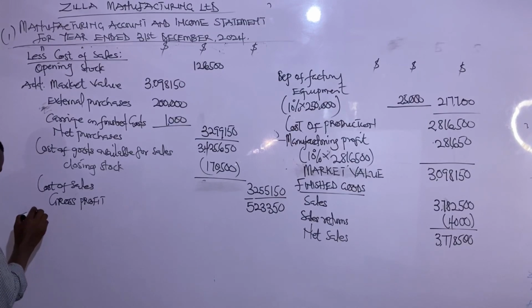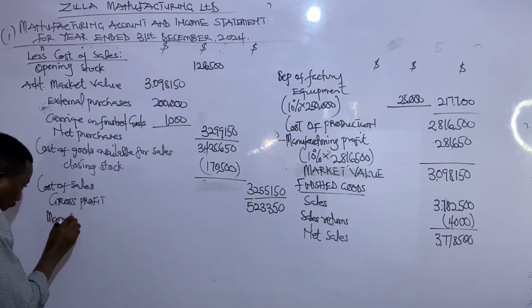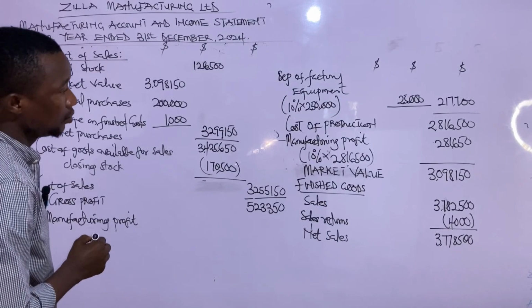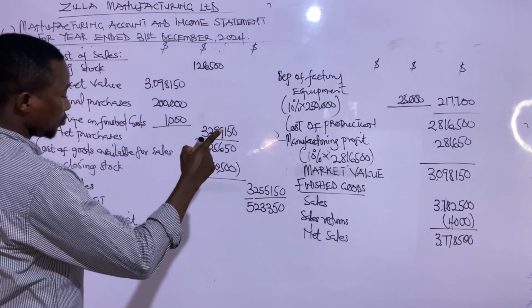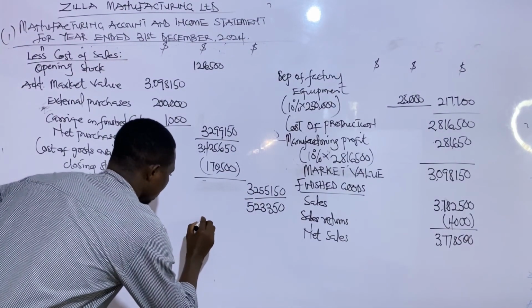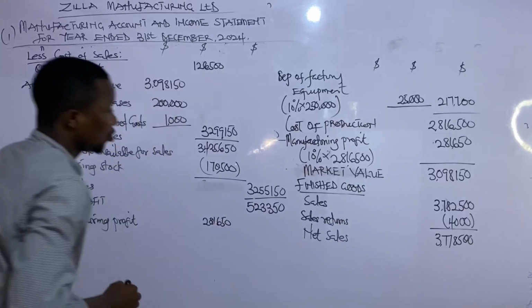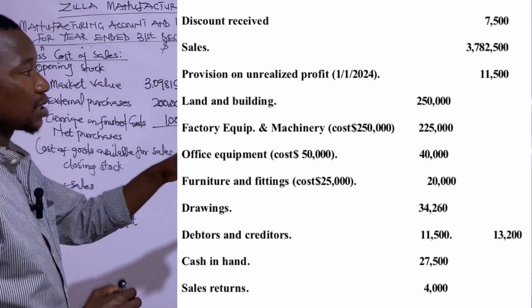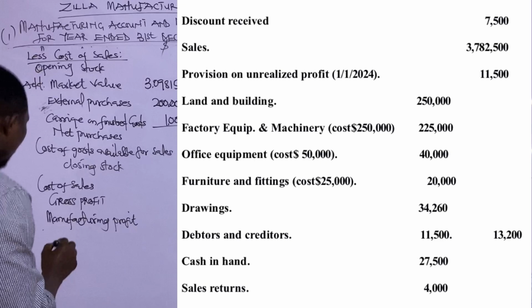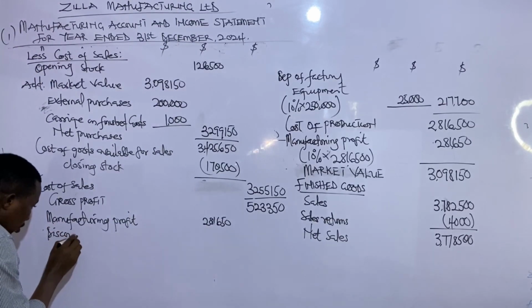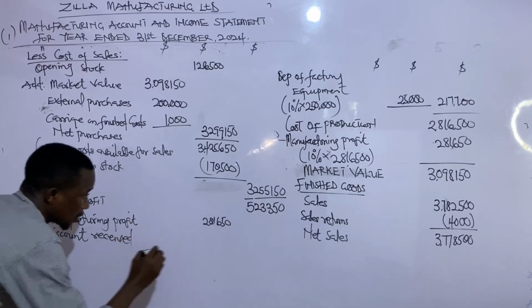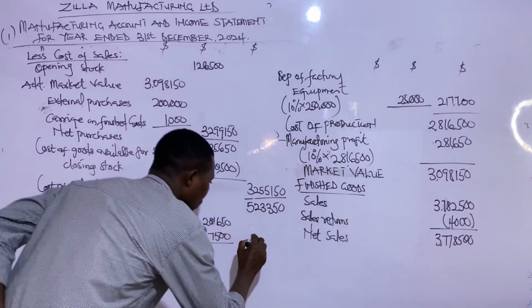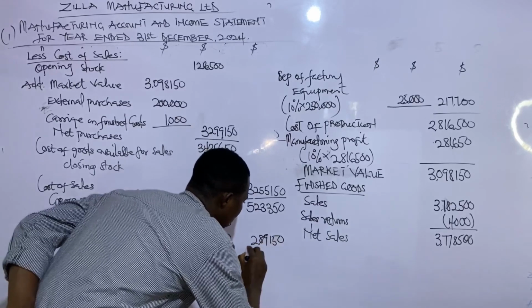So by adding other incomes, we have manufacturing profit. We just calculated for that. The manufacturing profit is 281,650. Good. When we look through the question, there is another other income, that is discount received, and the discount received from the question is 7,500. So we also add discount received, 7,500, and that is all with the other incomes. So we add these two to get 289,150 as the total other incomes.